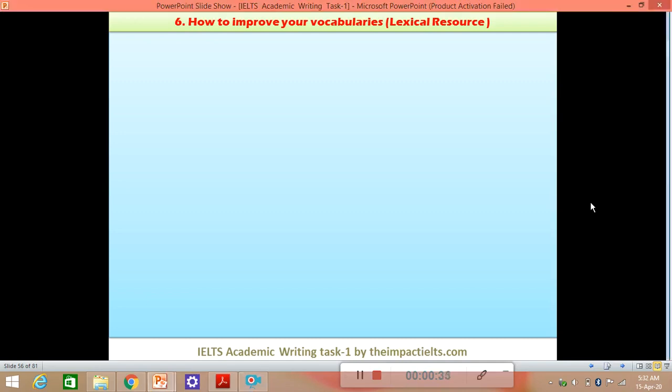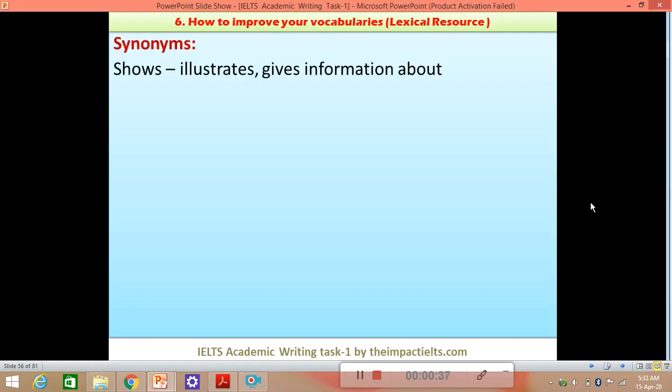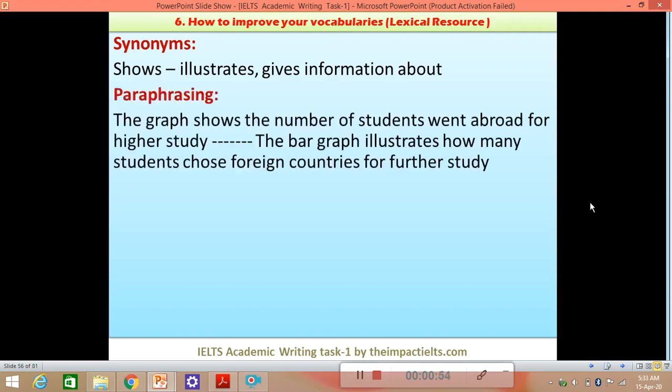The first thing is synonyms, you know it. So you should try not to repeat the words which appear in the question. So for example, for "show," you can write "illustrates" or "gives information about." In the next slide, I'll give you some more examples of that.